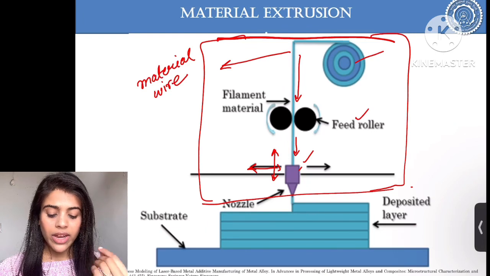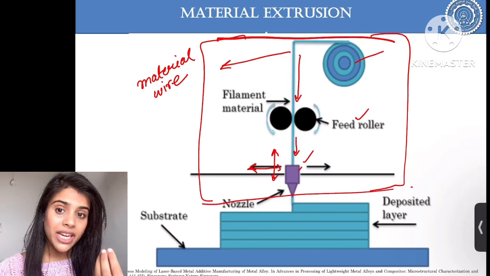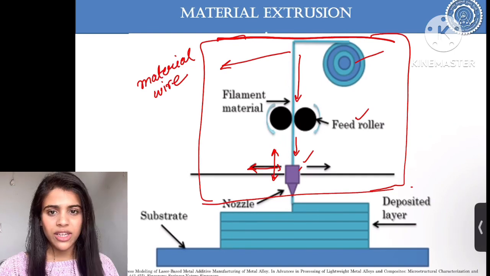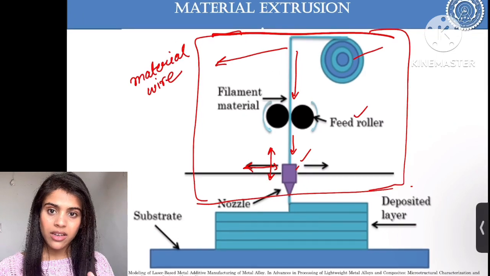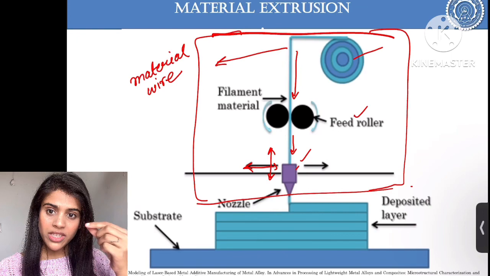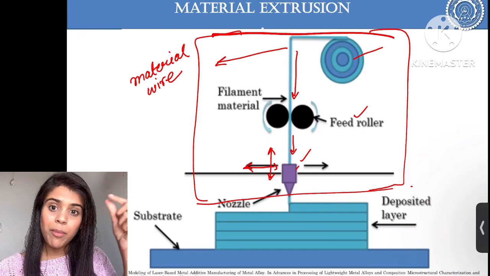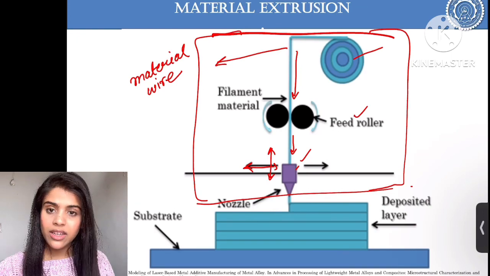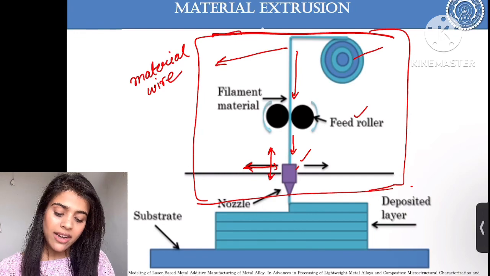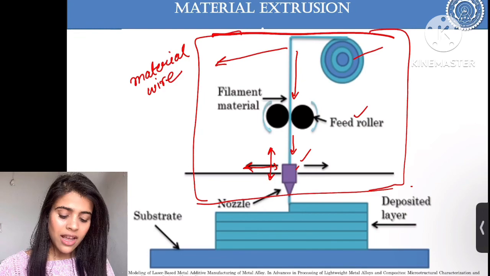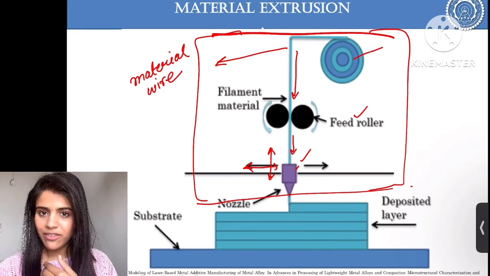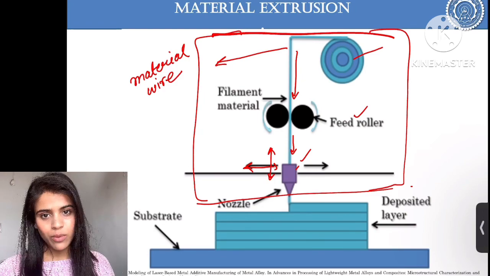When this wire comes out of the nozzle, it will be heated up and will be in semi-solid form. You can think of toothpaste. When we give pressure on the lower side, the toothpaste comes out from the opening or the nozzle. Similarly, here also the wire will be heated up in the nozzle, so it will be in semi-solid form due to heating, and the semi-solid material will come out from the nozzle and get deposited over the platform. This is how this process works.